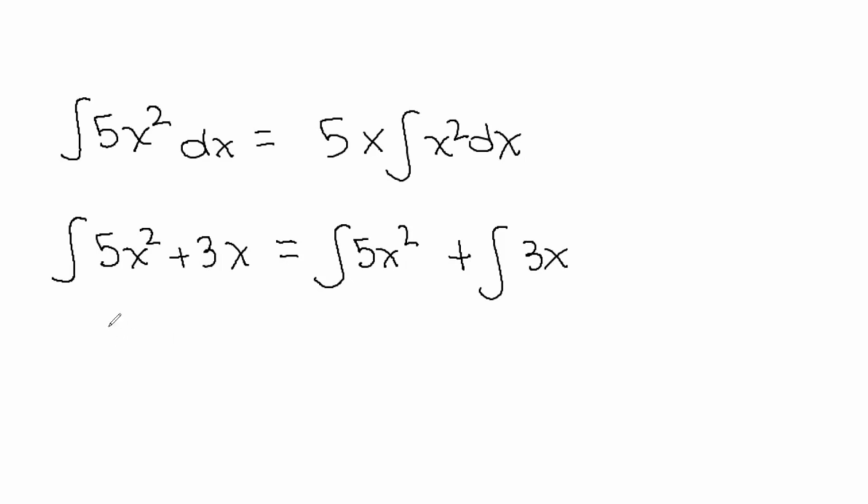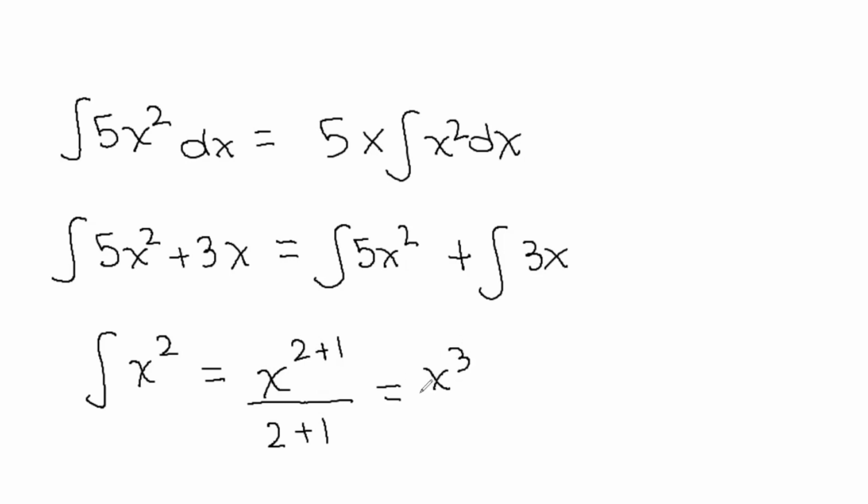And an example of the third rule would be, say we had x square and we have to find the integration of this. x square equals x to the power of 2 plus 1 divided by 2 plus 1. Because it's x to the power of n plus 1 and n is 2, so 2 plus 1. So this is equal to x cubed divided by 3.